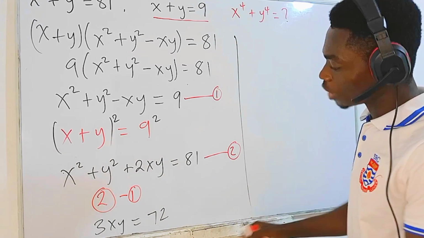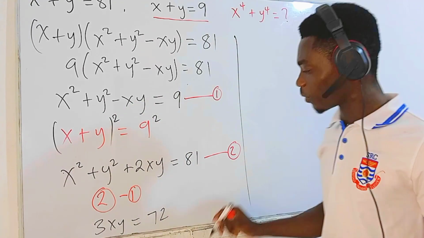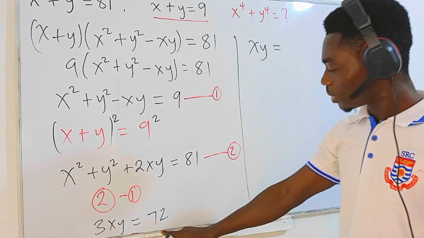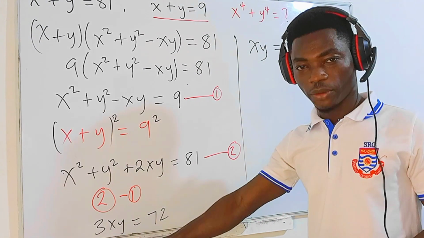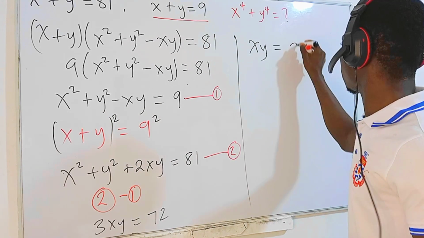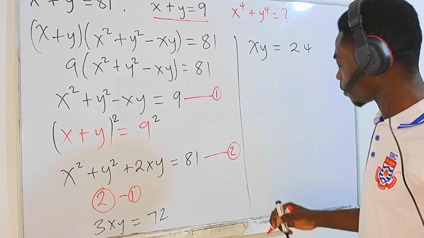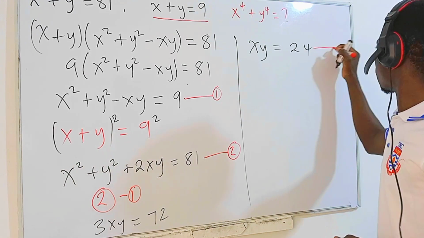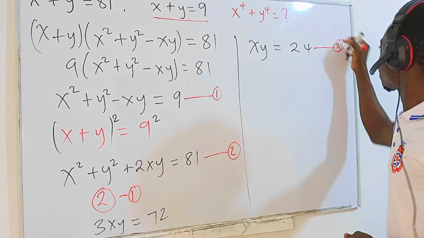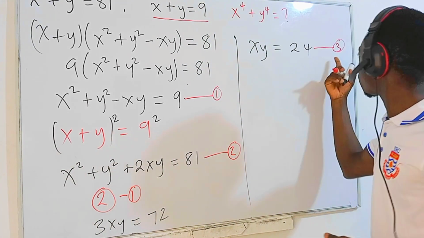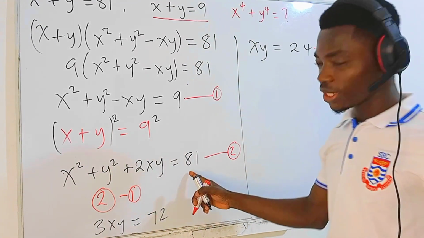Now, let's go ahead and then make xy the subject from this, and we are going to have xy is equal to 72 divided by 3. That is going to be 24. Cool. And let's call this equation 3. What is next? Let's go ahead and then put equation 3 into equation 2.